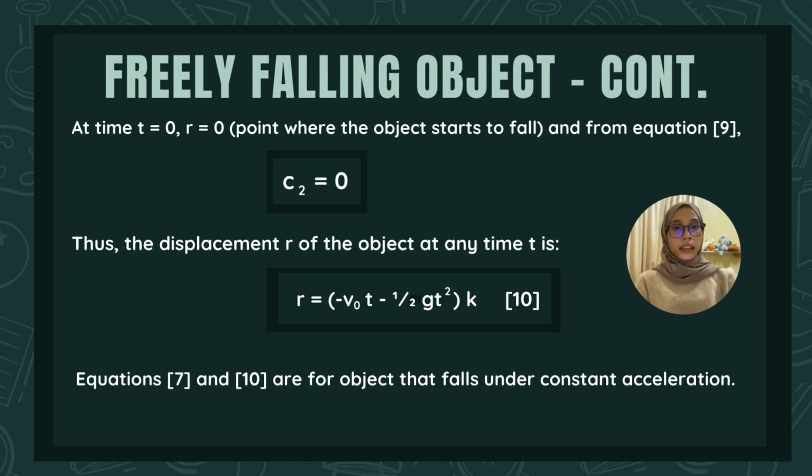Next, at time t equals 0, r equals 0, the point where the object starts to fall, and from equation 9 we get c2 equals 0. Thus, the displacement r of the object at any time t is r equals negative v naught t minus 1 over 2 gt squared times k. So equations 7 and 10 are for an object that falls under constant acceleration.